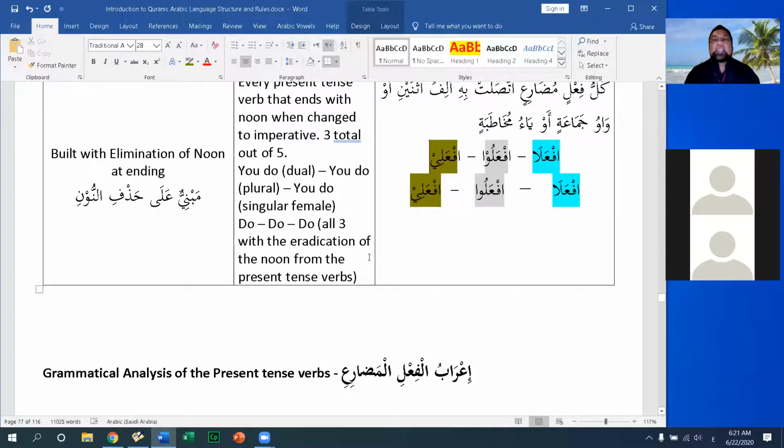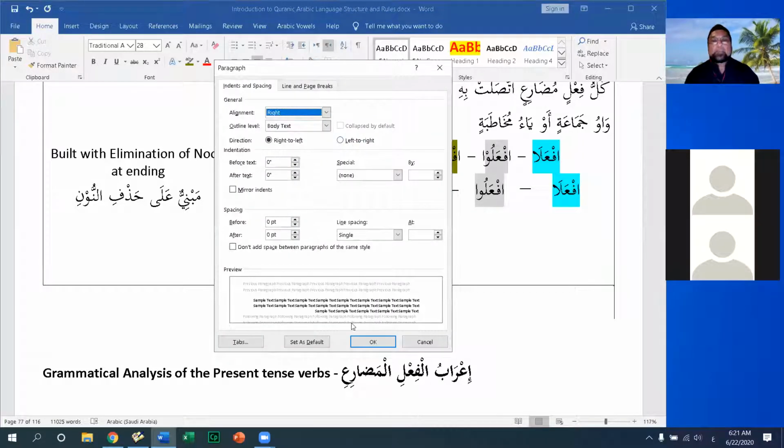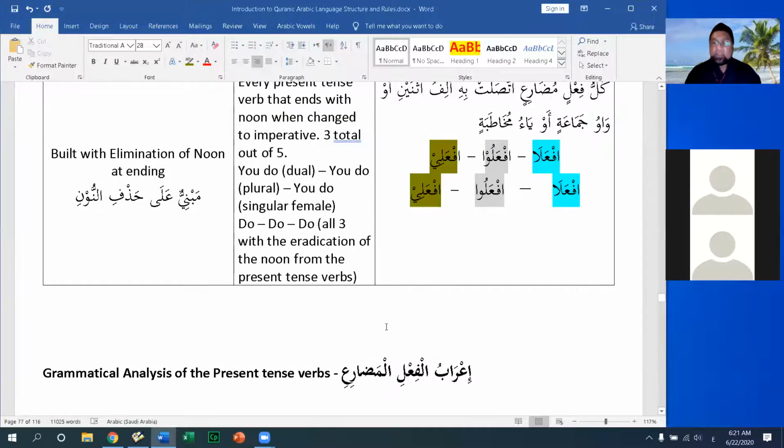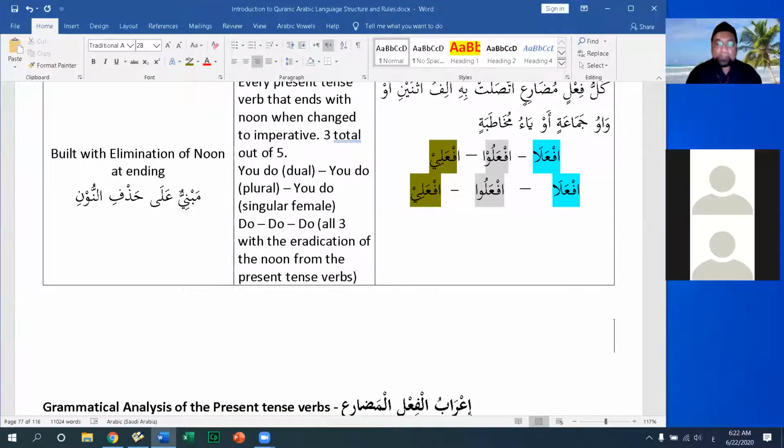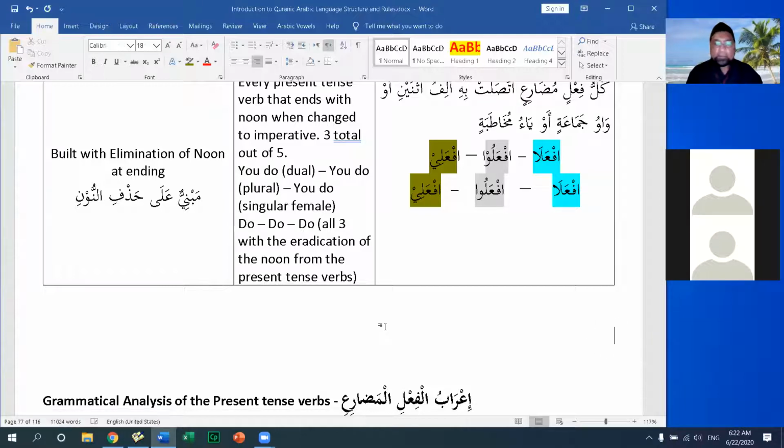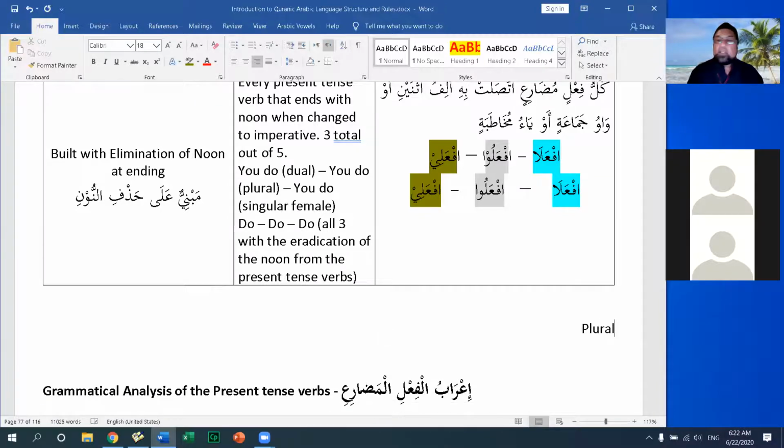I'll put in the exception in here. Except for the plural, feminine form of the verb. So if we were to look at if'alna, we would say if'alna.